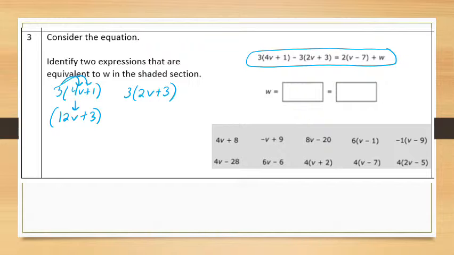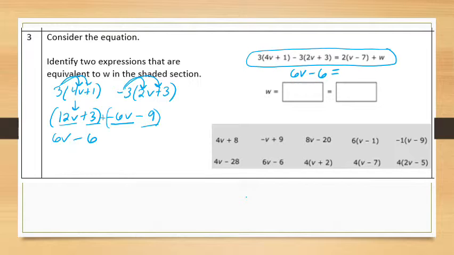And again, let's actually put that minus here because I want to distribute the negative here. So negative 3 times 2v is going to be negative 6v. And then I have negative 3 times positive 3 is going to be negative 9. And so now I can combine these. I can get a total of 12v minus 6v is 6v, and 3 minus 9 is minus 6. So this whole side of the equation could simplify to 6v minus 6.